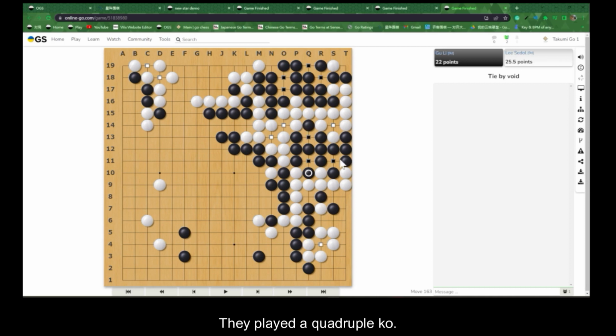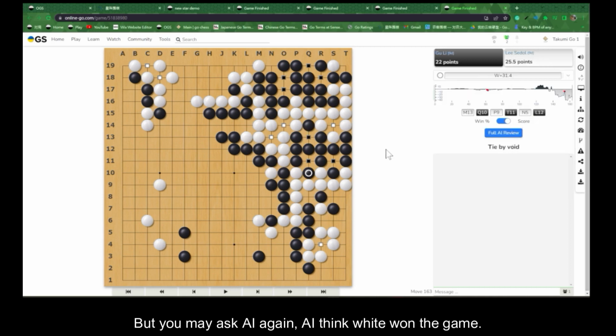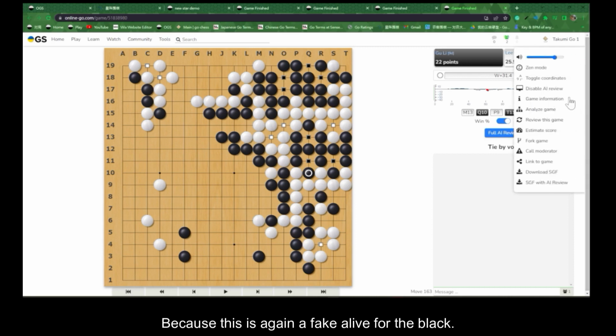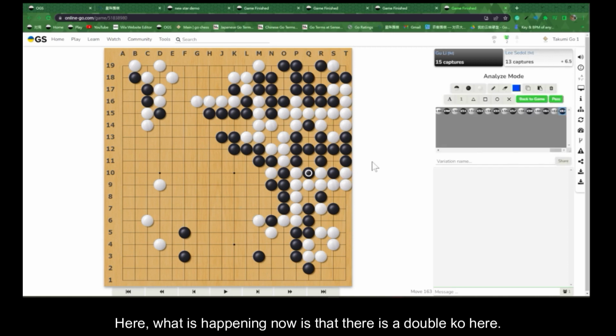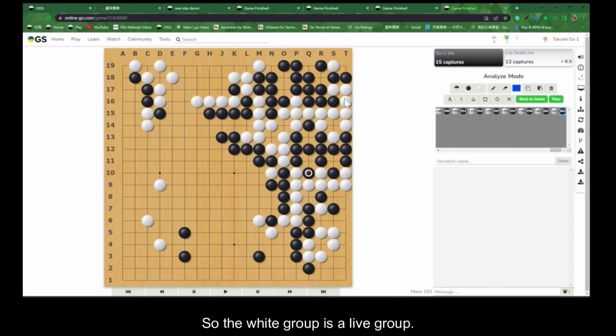They played a quadruple core, and this became a draw. But as AI again, AI think white won the game, because this is again a fake alive for the black. Here, what is happening now is that there is a double core here. So the white group is a live group. A double core is a live group.